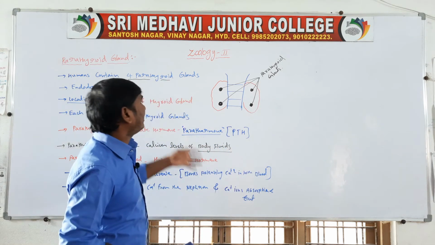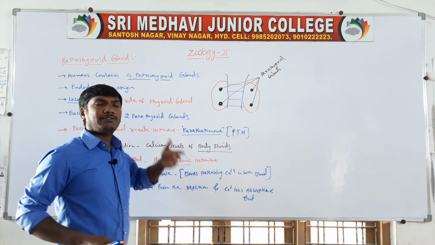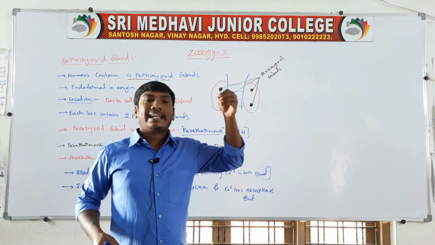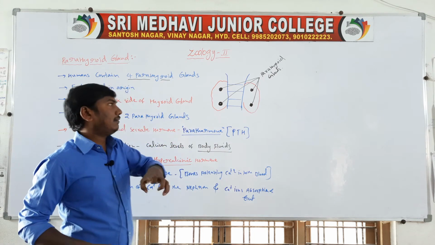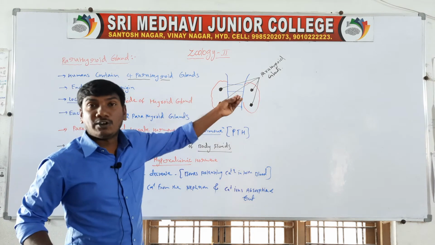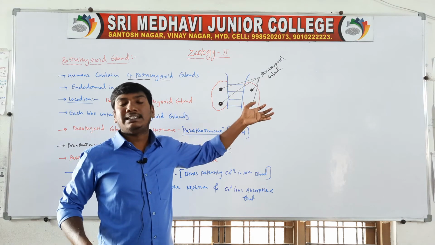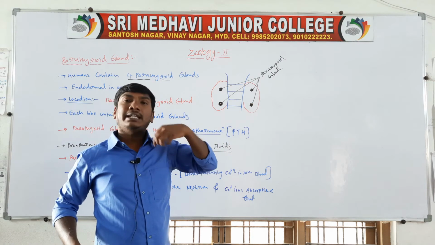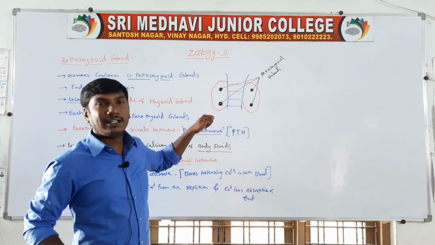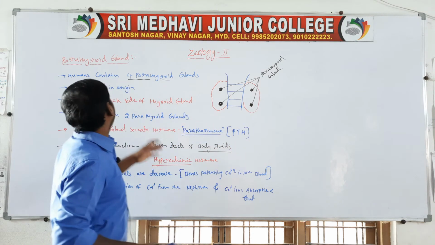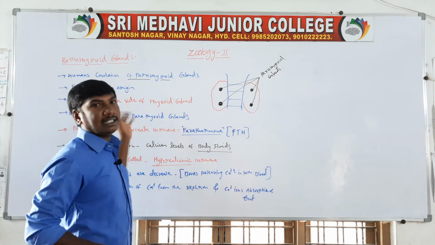So the main function of parathormone is to maintain the calcium levels of body fluids. The four parathyroid glands are present on the back side of the neck and are endodermal in origin. So these are the parathyroid glands.